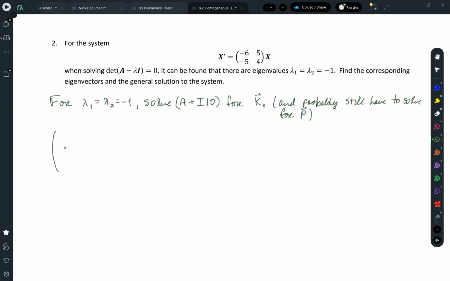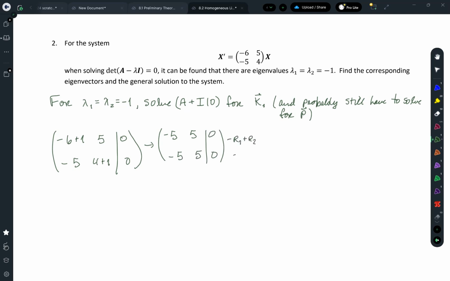We have in our matrix A minus 1I, we get -6 plus 1, 5, 0, -5, 4 plus 1, 0. Simplifying this, it becomes -5, 5, 0, and -5, 5, 0. If I take a negative of row 1 and add it to row 2, that gives me my new row 2. And we can clearly see the rows are the same. So I'm going to get a row of zeros. I get -5, 5, 0, and then 0, 0, 0.